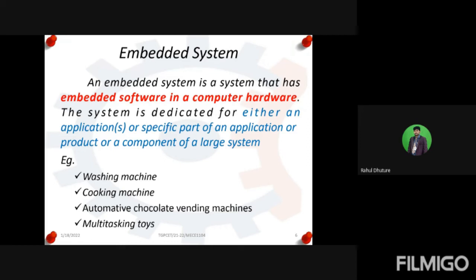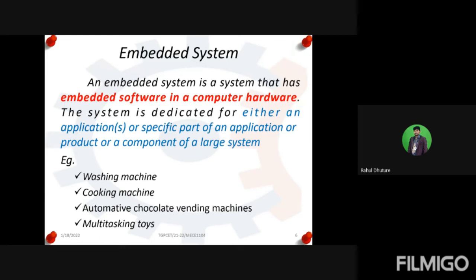Okay, this system is called an embedded system, and it is dedicated to either an application or a specific part of an application, a product, or a component of a large system, because everywhere we have to use embedded system applications. For example, in general purpose applications, we can use the examples of a washing machine, cooking machine, automatic chocolate vending machine, multitasking toys. Okay, these are the different types of applications available with the embedded system.